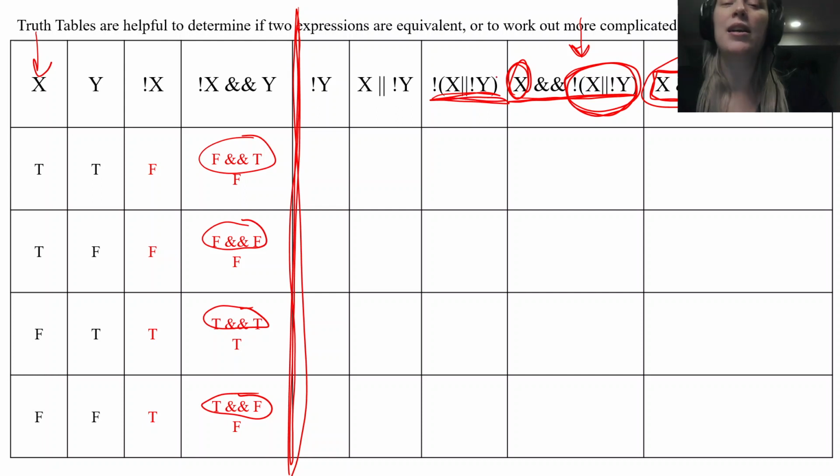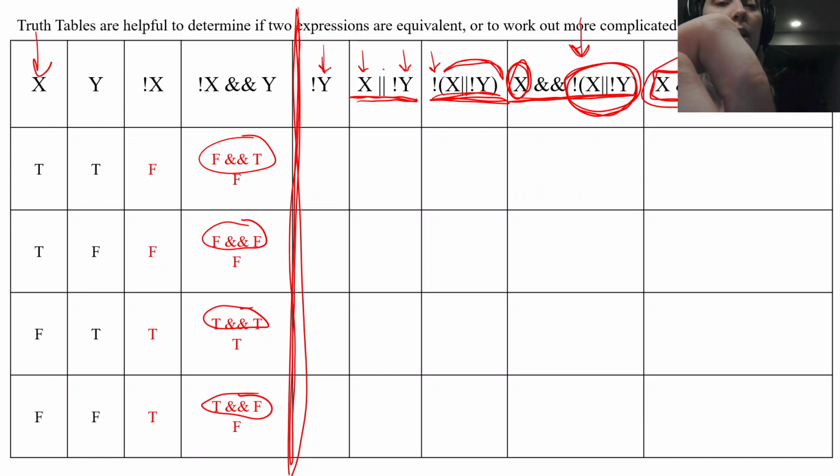Now I have a not symbol right in front here, and then in parentheses I have this expression. So I need to figure out what that expression is, x or not y. And again, I already have my x column. I do need a not y column. And that's why I have all of those columns. In order to figure out that complicated Boolean expression, you can use your truth table as a set of stepping stones to get there.